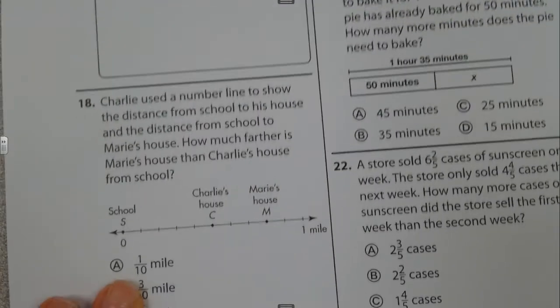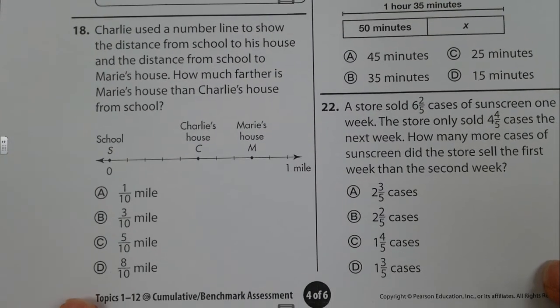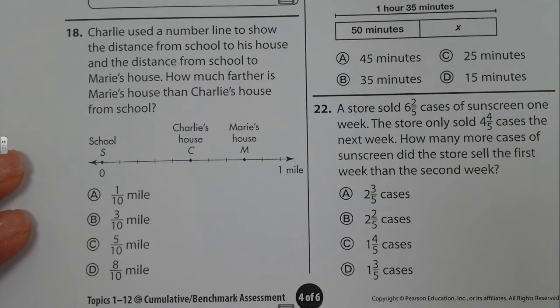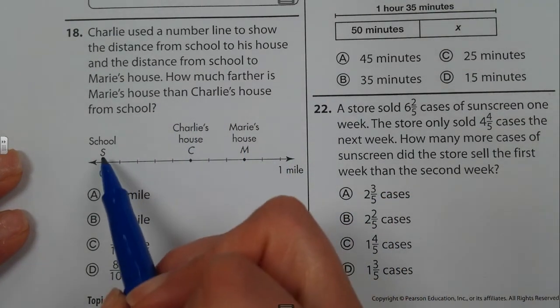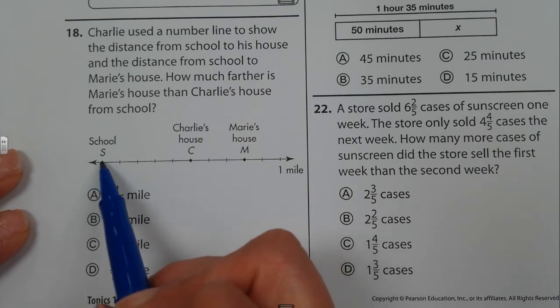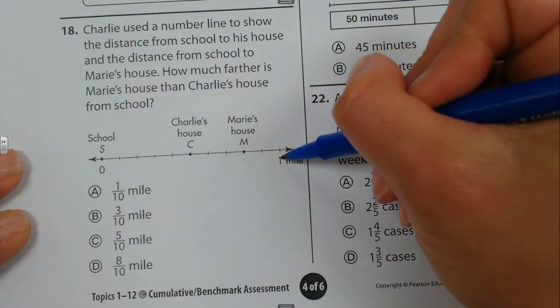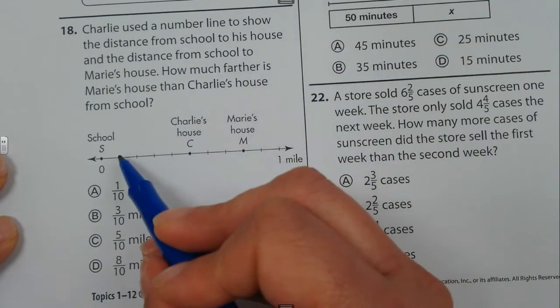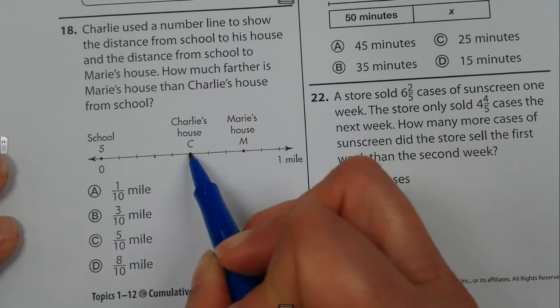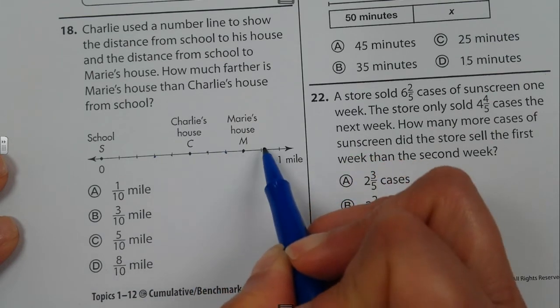And let's do number 18. Charlie used a number line to show the distance from school to his house and the distance from school to Marie's house. How much farther is Marie's house than Charlie's house from school? So here we start with school, that's at the S, and it's 0. And the distance, the total of the number line, goes to 1 mile. So each tick mark here, we have 1, 2, 3, 4, 5, 6, 7, 8, 9, 10.